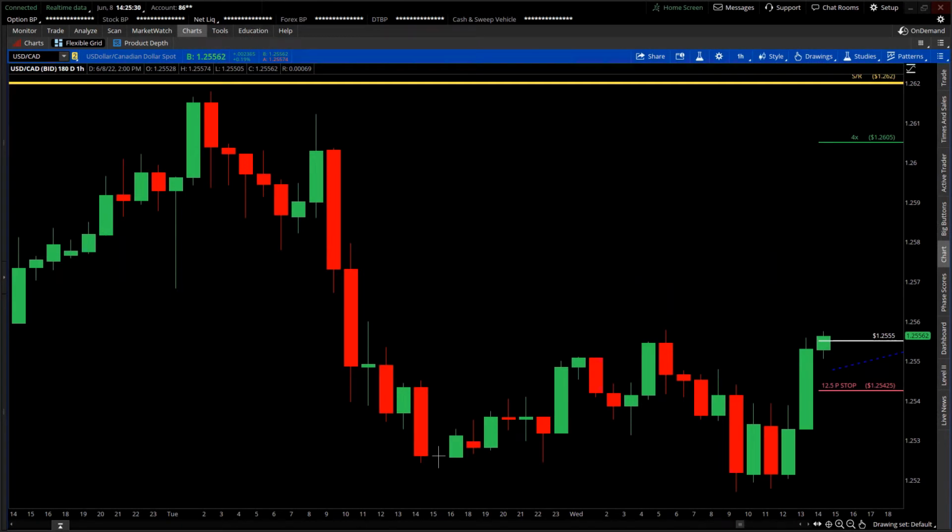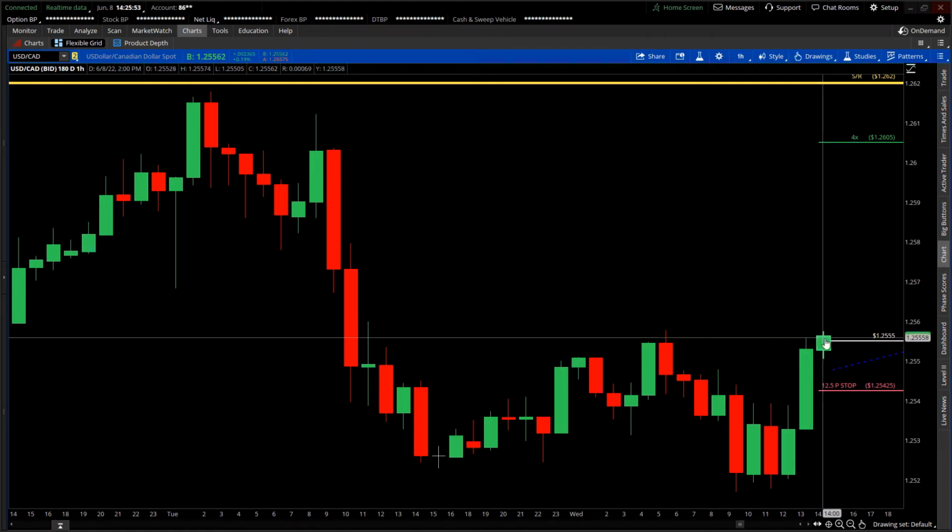Today is Wednesday, June 8th, and it's 2:25 p.m. Eastern Time. This is the 1 hour time frame for the US dollar Canadian dollar spot pair. Ticker symbol is USD/CAD. And as of the time of this recording, price is trading at about $1.25. And what I'm showing here is the current 1 hour candlestick right here.